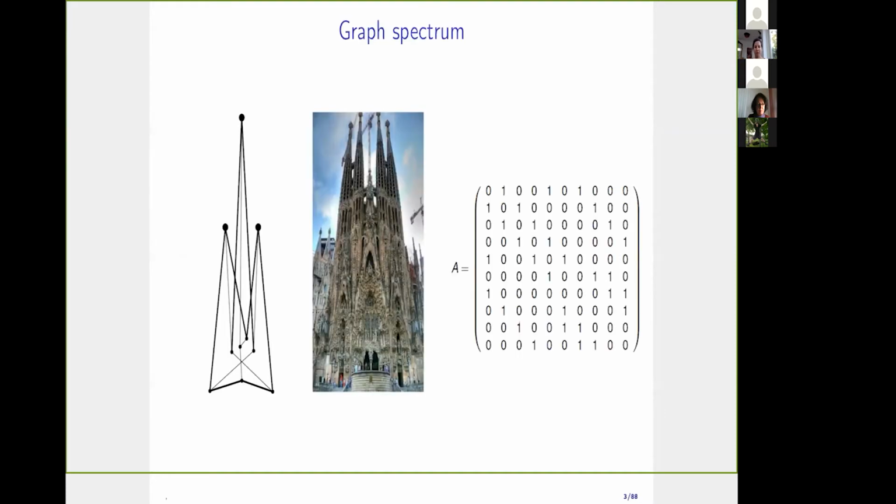Well, everybody knows what the spectrum of a graph is. I'm going to be talking about the adjacency spectrum in this talk. So just to be clear, I represent the adjacency matrix of the Petersen graph, which also represents the Sagrada Familia, because I'm originally from Barcelona.